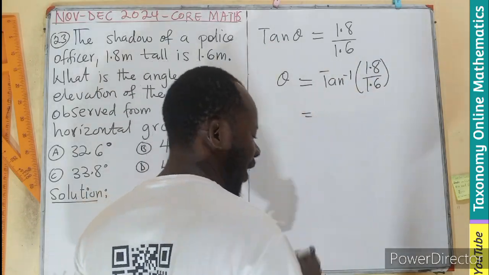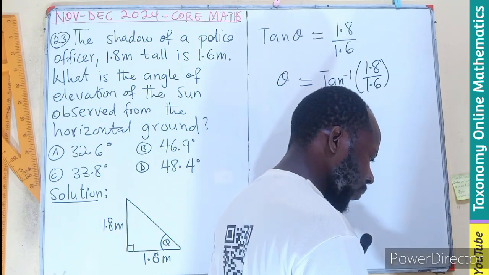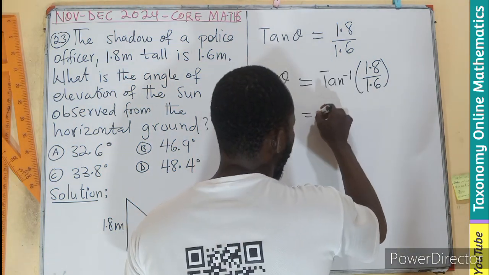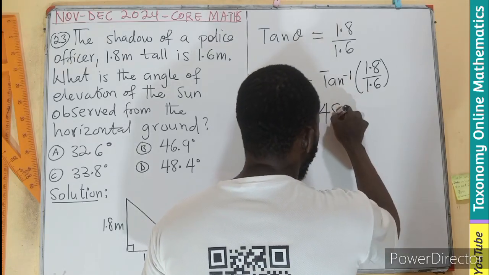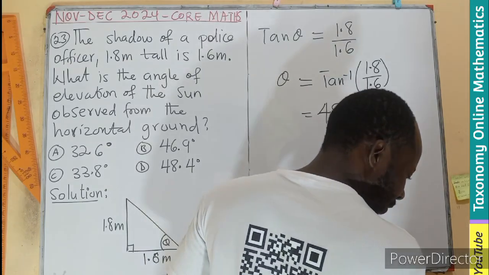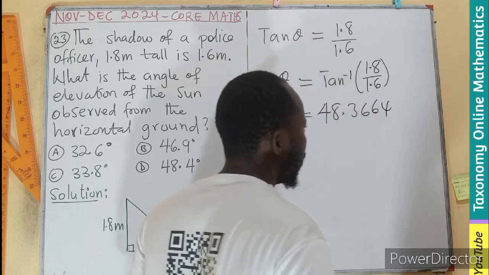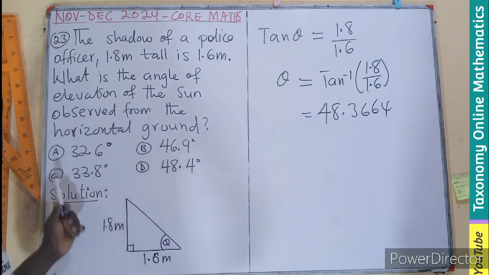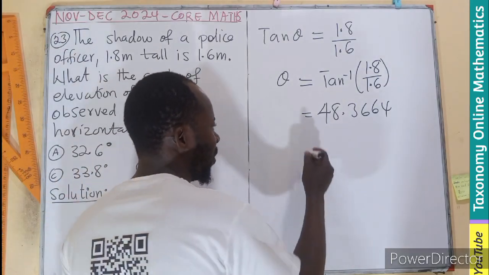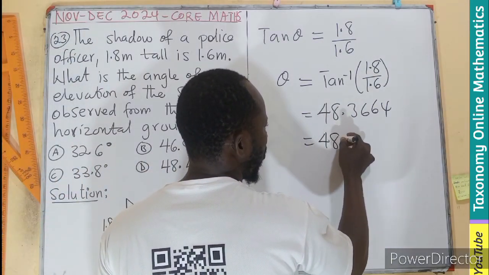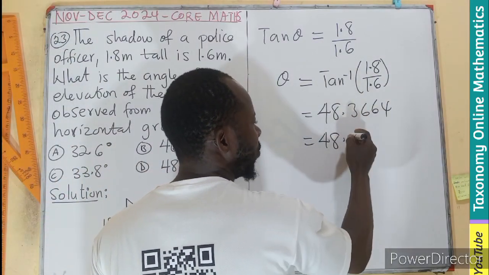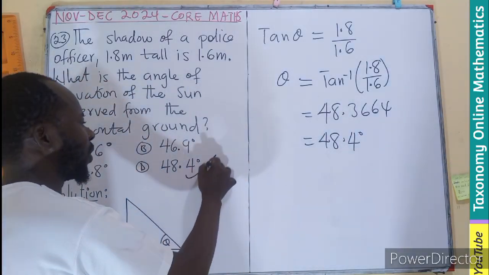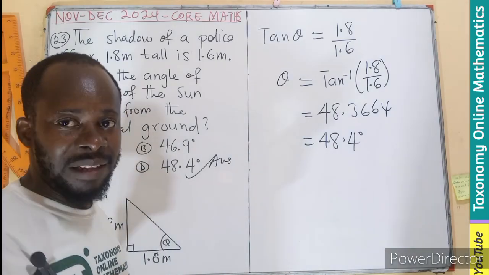So we put that in our calculator. And that will give us 48.3664. But we are going to leave our answer in one decimal place, just like the options are given. So this will become 48.4 degrees to 1 decimal place. And that will be option D as the preferred option.